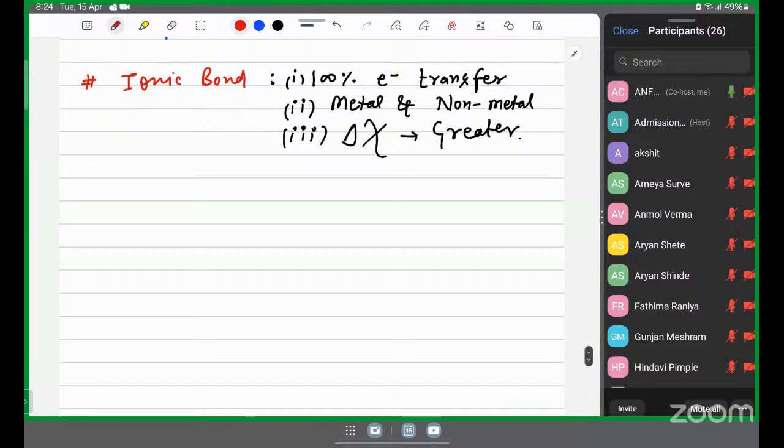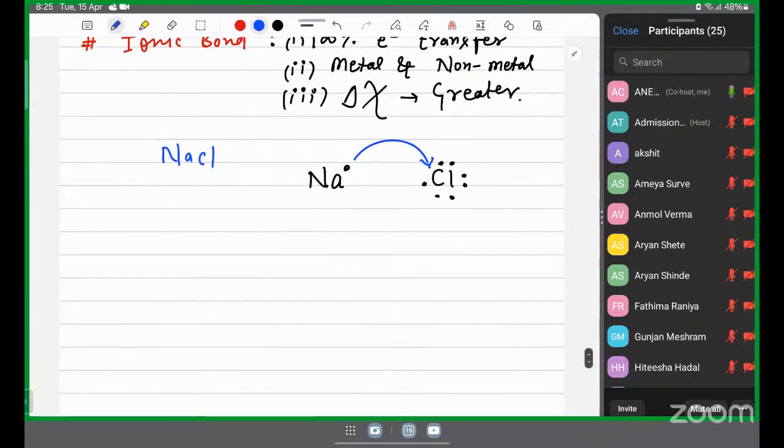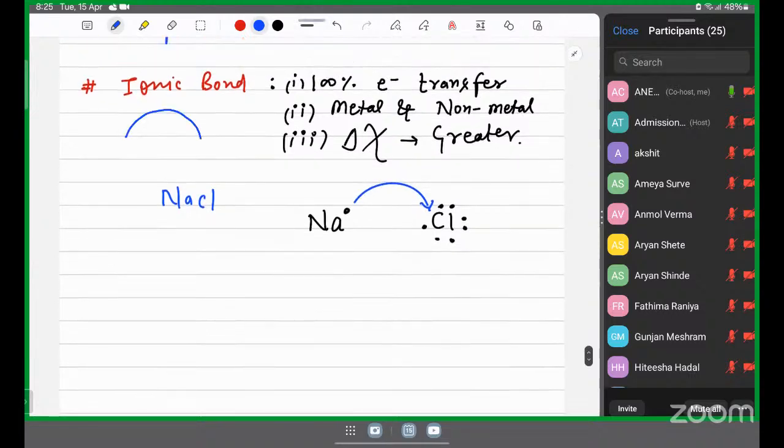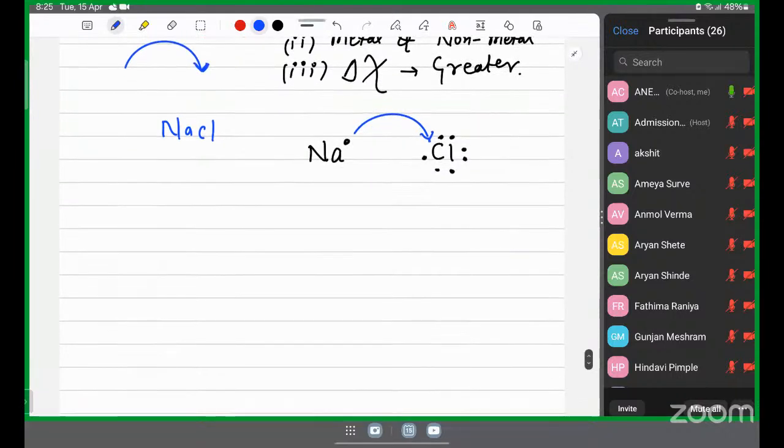Understood? Let's say we have NaCl. In NaCl, we have Lewis dot structure of sodium with one dot, and chlorine has 7 valence electrons. So chlorine will have 7 dots: 1, 2, 3, 4, 5, 6, and 7. To complete the octet, sodium will lose its one electron and give it to the chlorine atom. Ionic bond will always be represented by a curved arrow. Remember this point. And electron will be given by one atom to another atom.